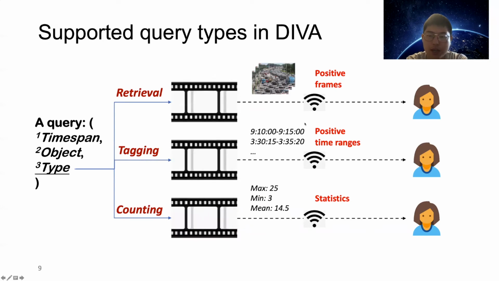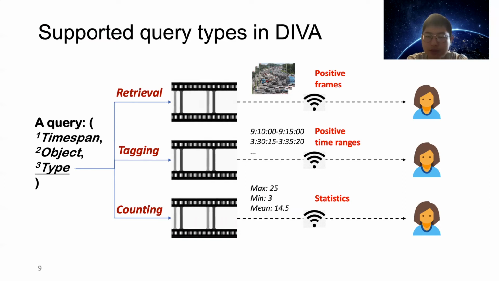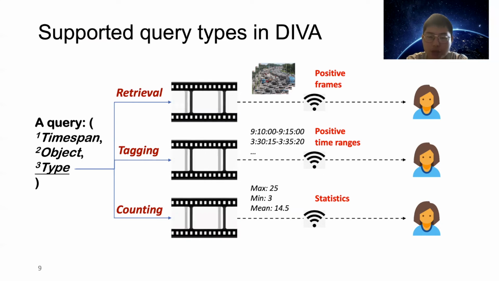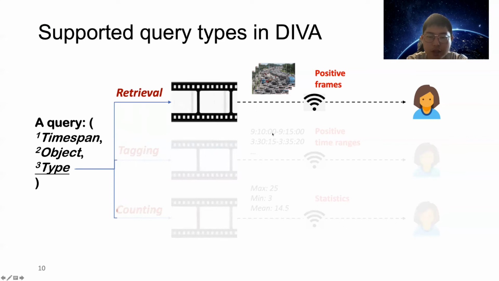DIVA now supports three kinds of basic query types called retrieval, tagging, and counting. A concrete query specifies the time span that the users want to query and the object of interest. For example, a retrieval query will return all the frames that contain this object to the users, and the tagging query will only return the time ranges when such an object appears in the video. More advanced and complicated queries can be built atop those three basic query types. In the rest of the talk, I will mostly focus on the retrieval query as an example.